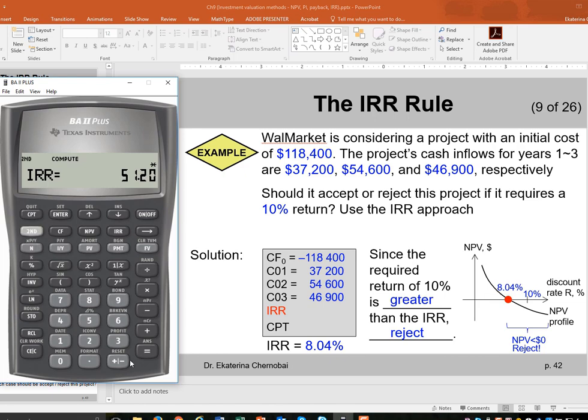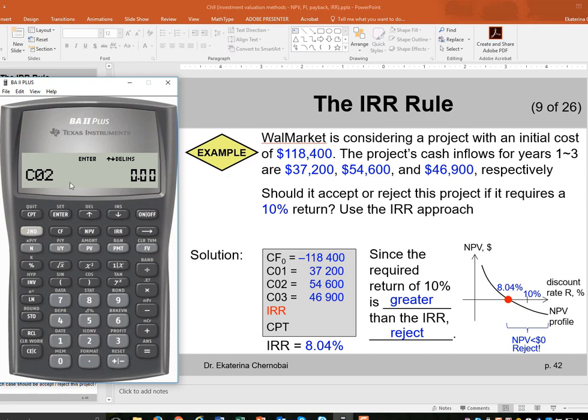Let's clear everything. Second, plus, minus, enter. What are the cash flows that are given? So we press the cash flow button as if we need to find the NPV, right? $118,400. Make it negative, press enter. So we have just entered the required initial investment. Press the down arrow key. Cash flow 01 is $37,200, positive. $37,200, enter, down, and down again because it's only once in a row, so we kept the frequency at 1.